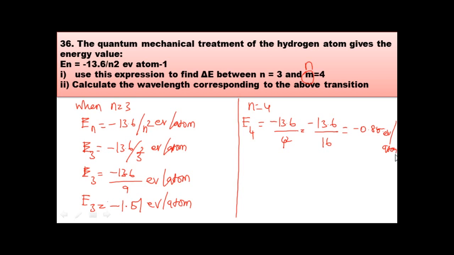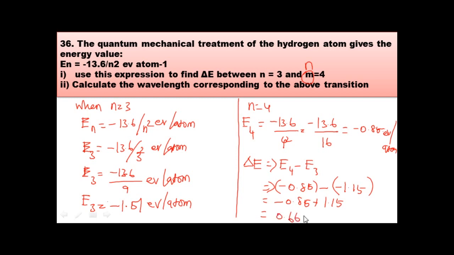So what is the delta E? It is the change in energy, E4 minus E3. What is the E4 value? Minus 0.85, minus what is the E3 value? Minus 1.51. So minus into minus is plus. So minus 0.85 plus 1.51. So what is the answer? 0.66 electron volt per atom.